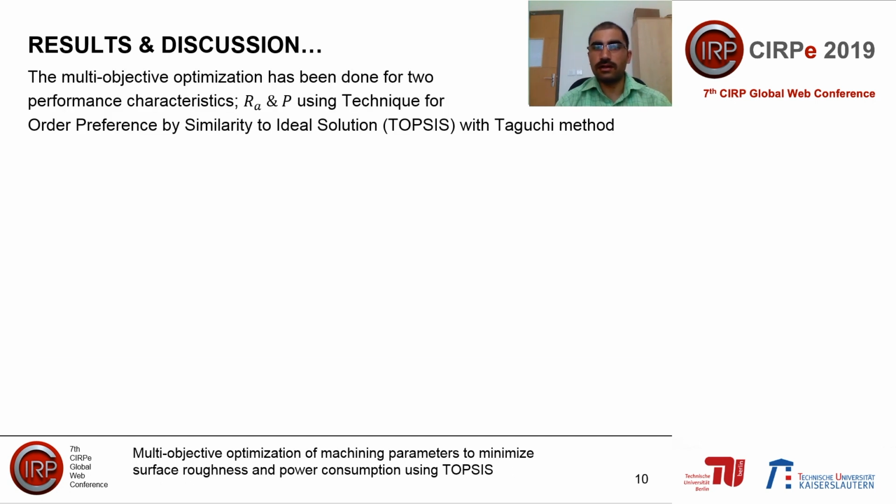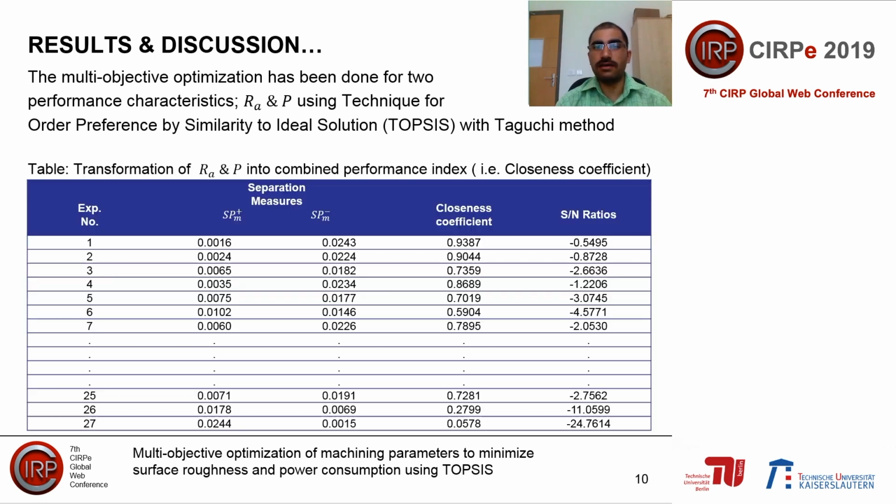So once we get the results, meaning the measured values of the surface roughness and power consumption for different combinations of the input parameters, we use TOPSIS, which is known as the Technique for Order Preference by Similarity to Ideal Solution, as an optimization technique, which converted these two responses, surface roughness and power consumption, into a single index. The detailed information about TOPSIS has been presented in the article.